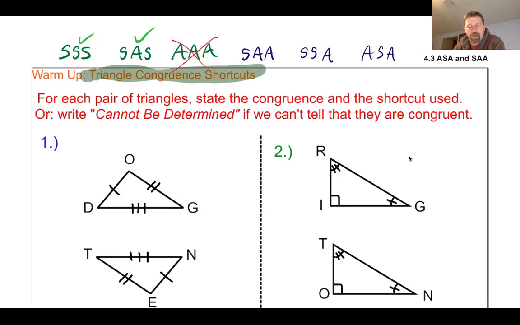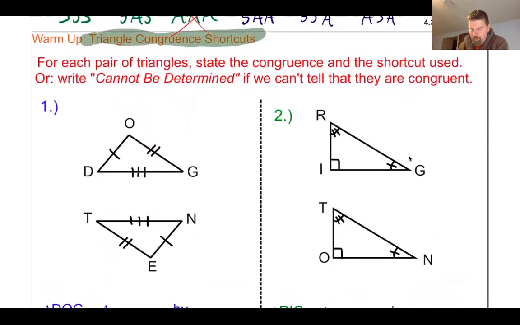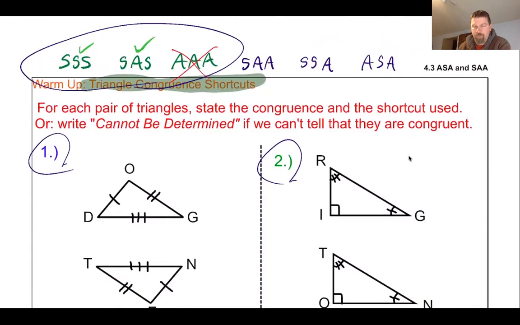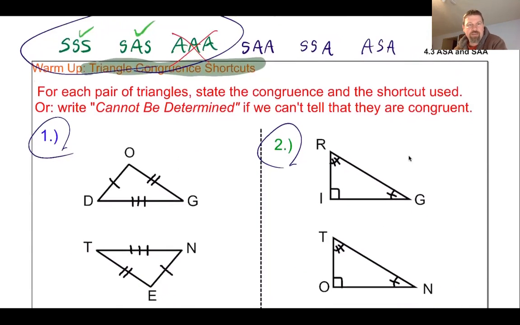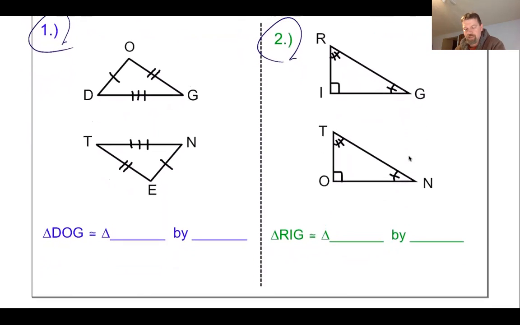Before we do that, though, we have a couple of problems here. Problem one and problem two, where we want to say if the triangles are congruent, and if so, by which of those shortcuts right here. I would encourage you to pause the video and see if you can figure out problem one or two. It's just a good review and make sure you understand what's going on.